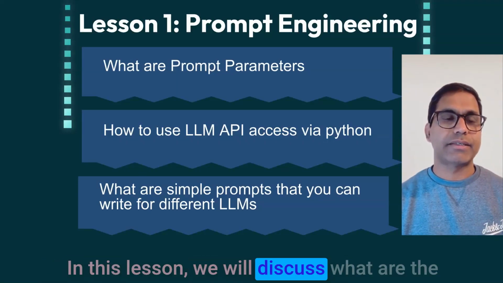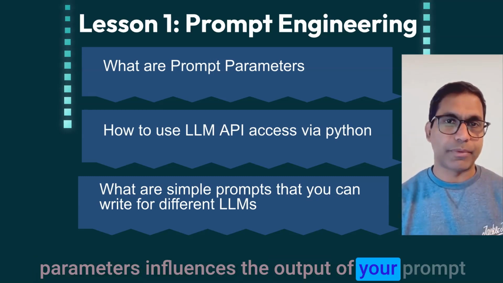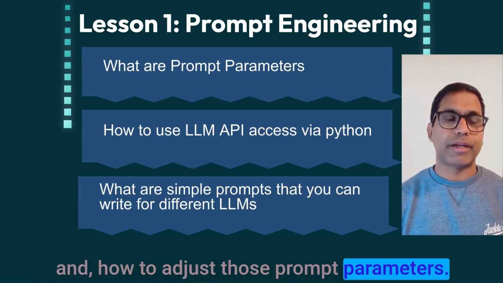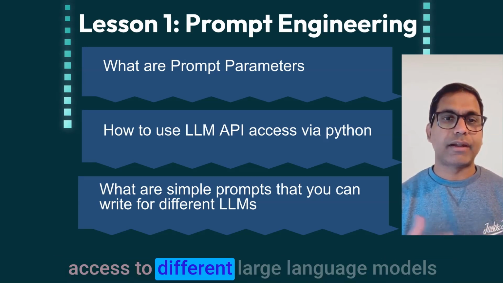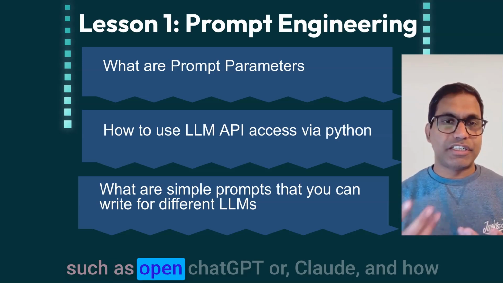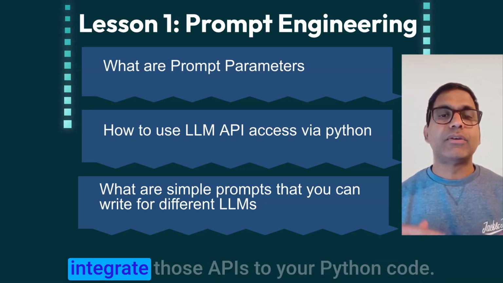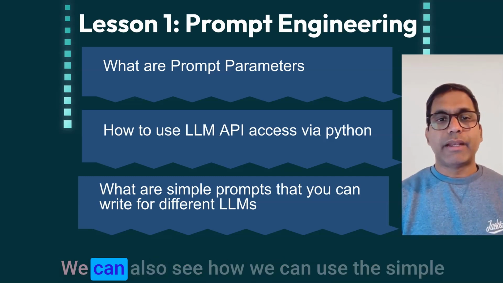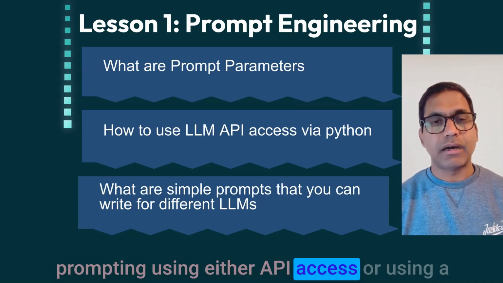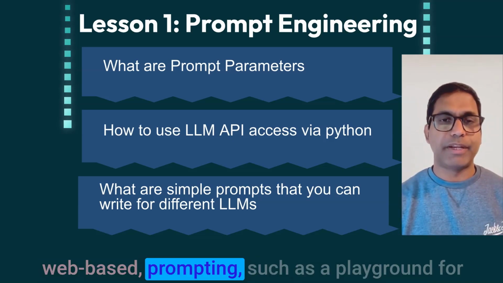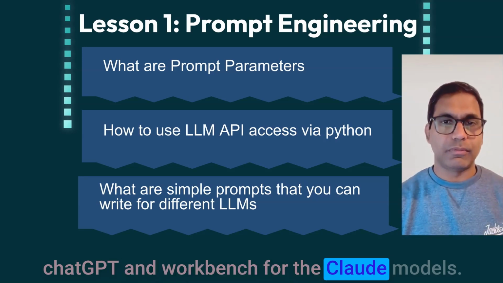In this lesson, we will discuss what the prompt parameters are, how they influence the output of a prompt, and how to adjust those prompt parameters. We will also see how to use API access to different large language models such as OpenAI's ChatGPT or Claude, how to get access to those APIs, and how to integrate them into your Python code. We can also see how to do simple prompting using either API access or web-based prompting such as the Playground for ChatGPT and the Workbench for the Claude models.